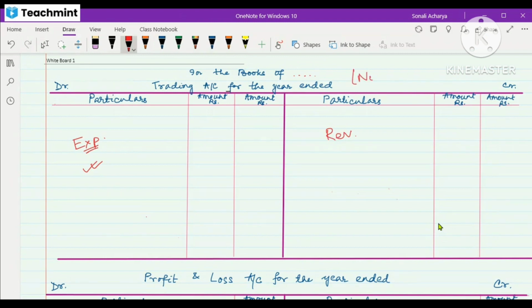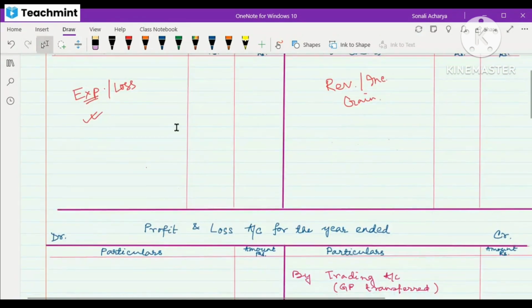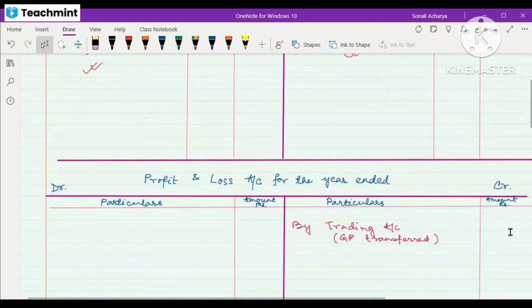Why? Because this is a nominal account. All expenses and losses are debited and all incomes and gains are credited. Okay, so to find out the cost of goods sold, we will be doing the entries in this manner. Okay, in case we get gross profit, that will be transferred to the trading account.